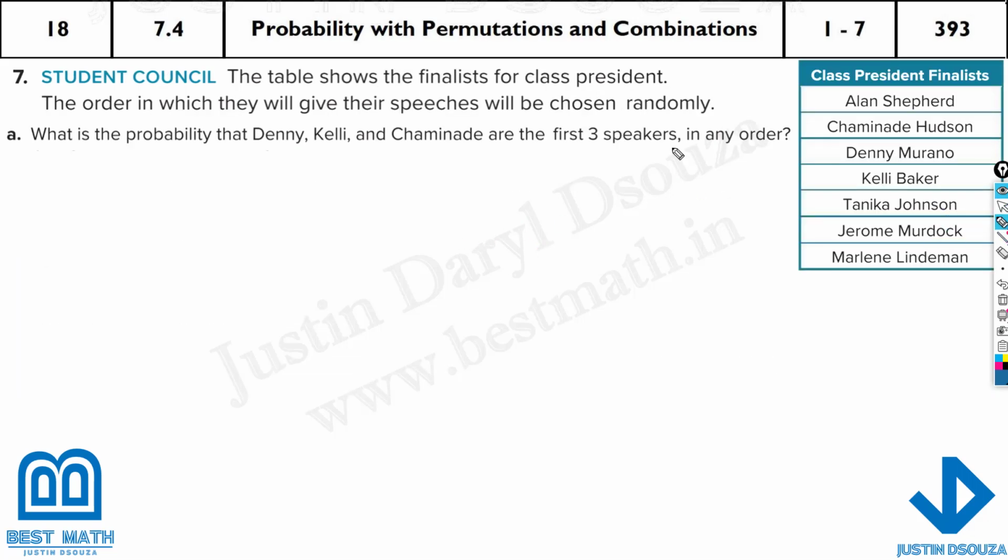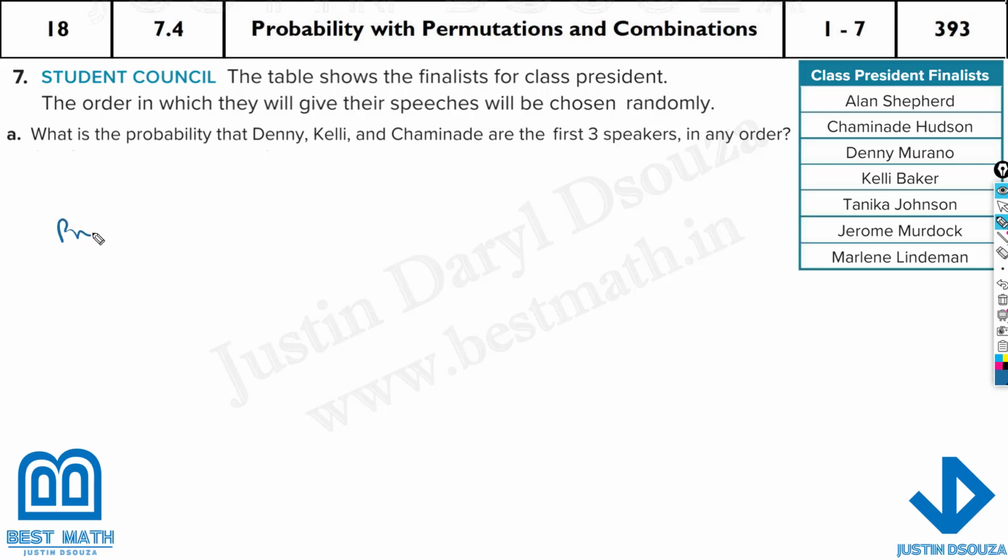The last problem here. The table shows the finalists of class president. The order in which they will give their speeches will be chosen randomly. What is the probability that Denny, Kelly, and Chaminade are the first 3 speakers in any order? Okay, now in any order means these 3 can be chosen in any order, but these must be the first 3 speakers. There are how many total? 1, 2, 3, 7 speakers.